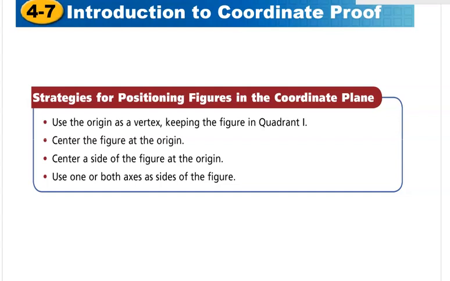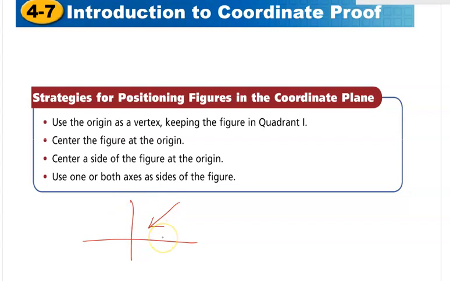Use the origin as a vertex, keeping the figure in quadrant 1. So when you are graphing things, put it here. Don't complicate things by putting it in a different spot, like over here. That doesn't make sense. Use the nice, happy, positive world there. And then center the figure at the origin. So if you're drawing a square, just put it right there. You don't need to draw it off on the side. That's just going to confuse things. Put it right on the origin.